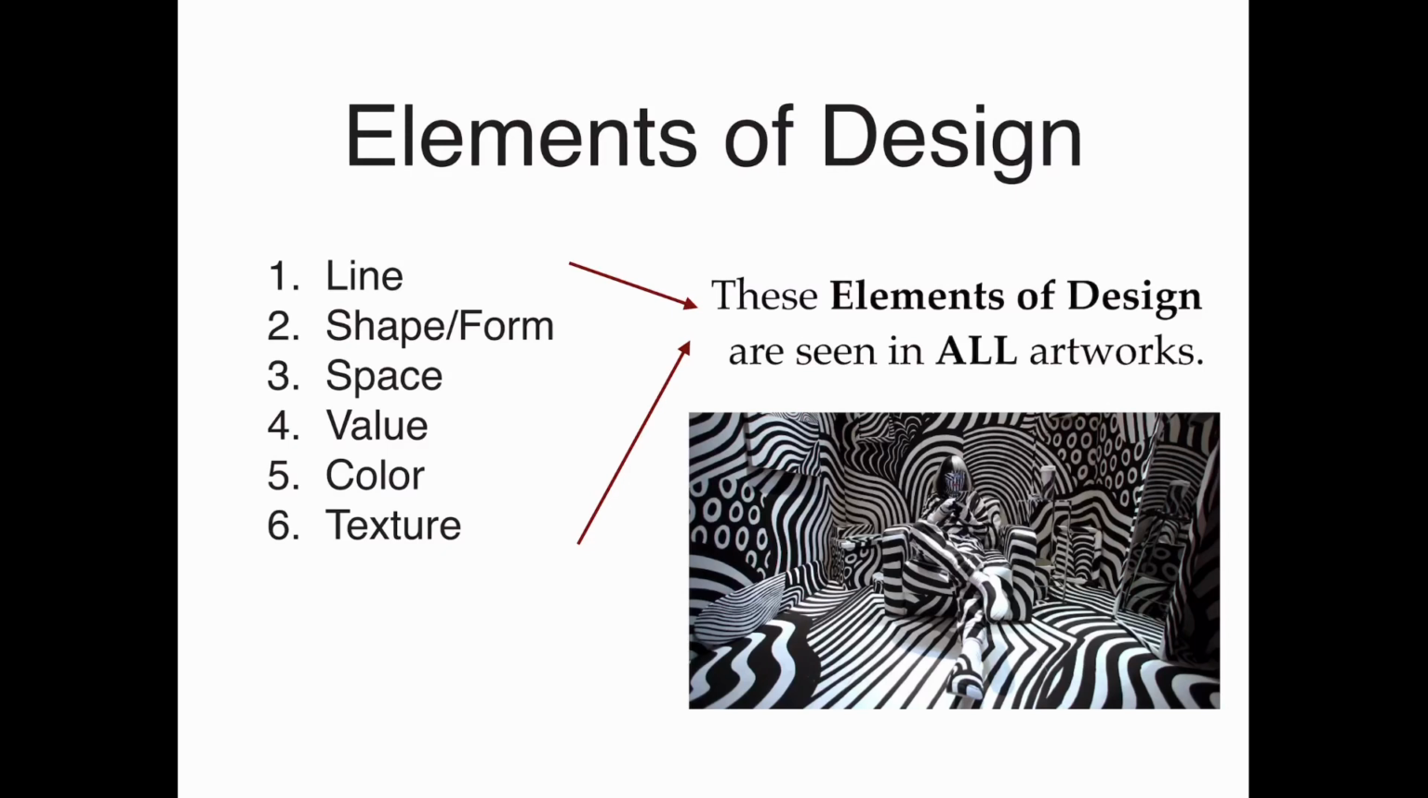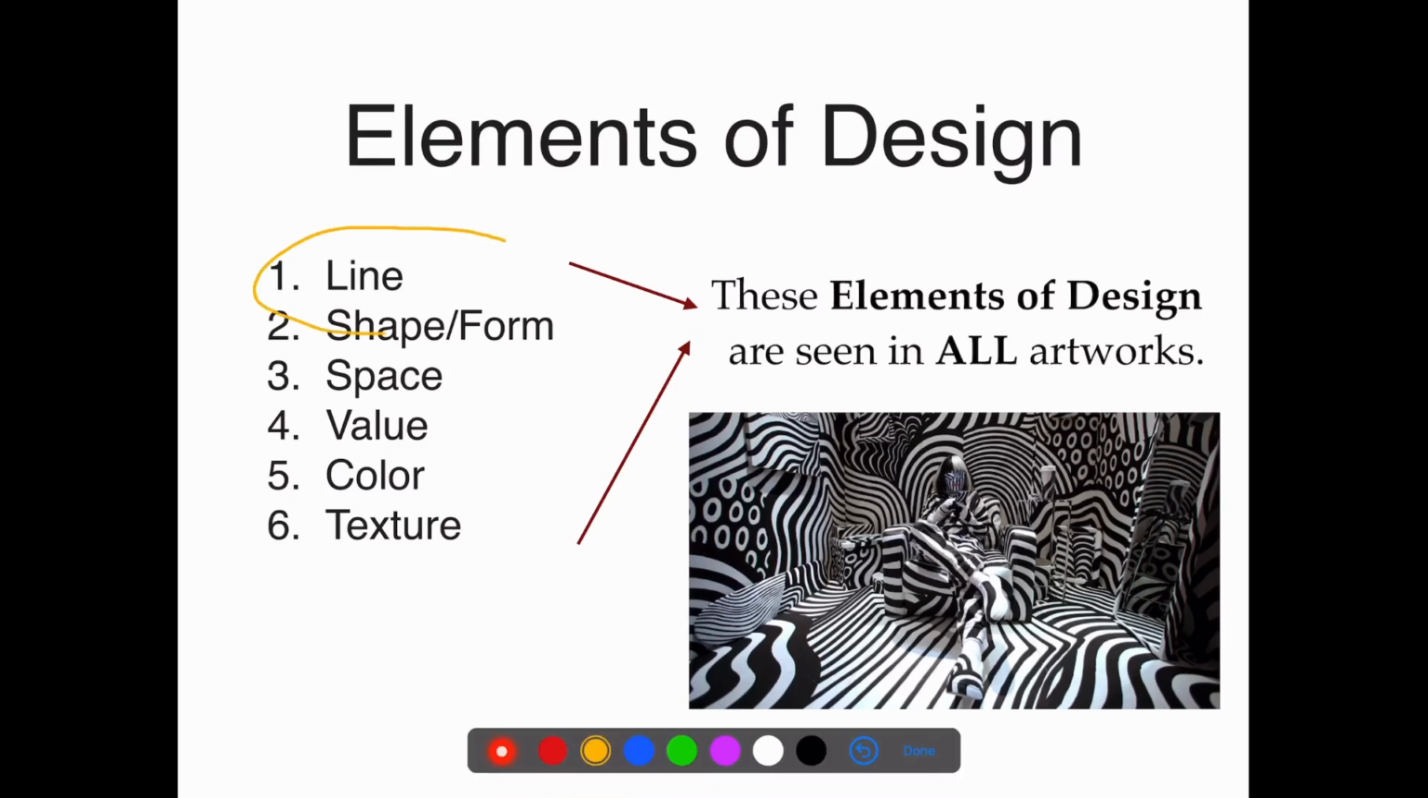To begin, I would like you to open up your Elements of Design notes on Schoology. Please fill in the notes as you're watching the PowerPoint because you're going to have to reference that material as we go through the quarter. Today we're going to be learning about line and line variation and organic and geometric shapes. Those are the first two items on our Elements of Design list. Later in the quarter we'll be talking about space, value, color, and texture, but for this project we're going to be focusing on line, shape, and form.